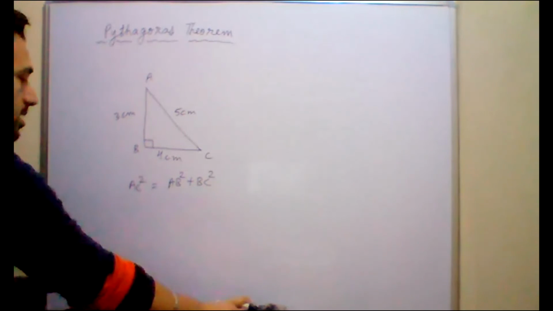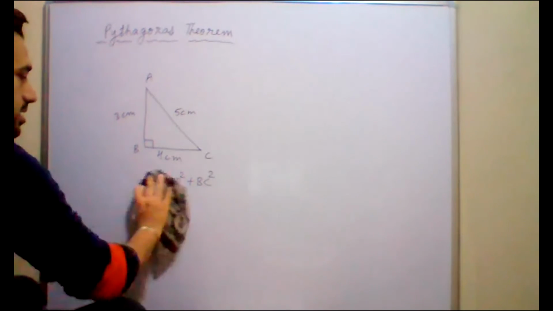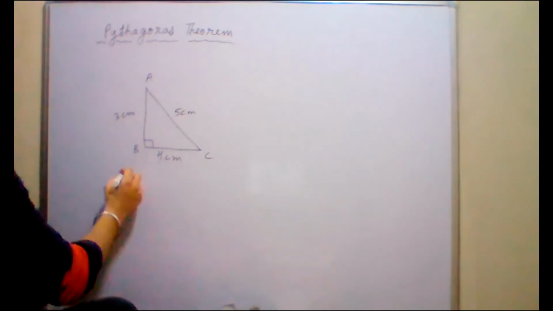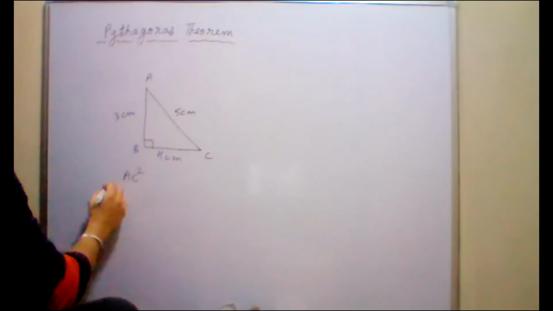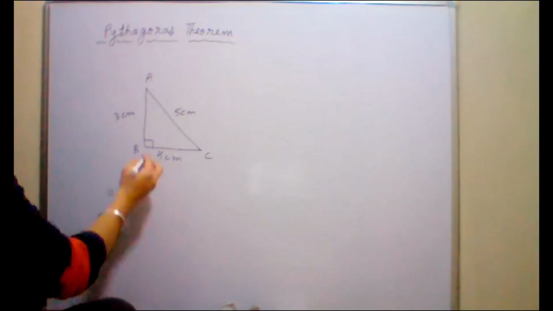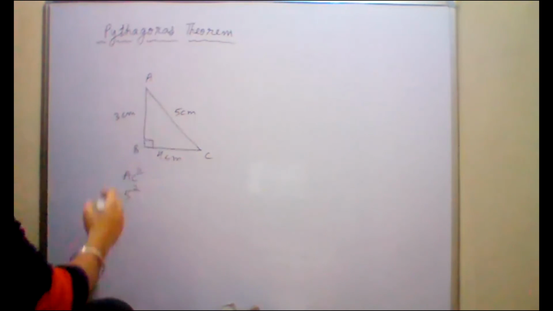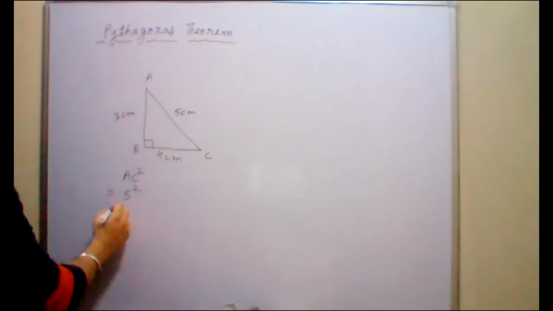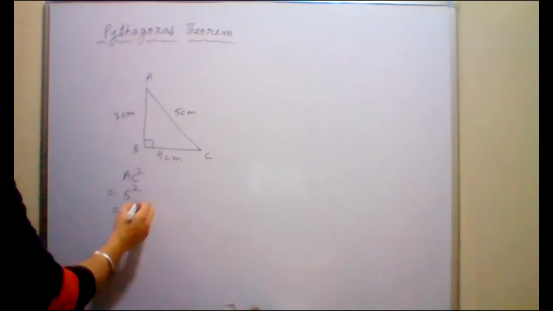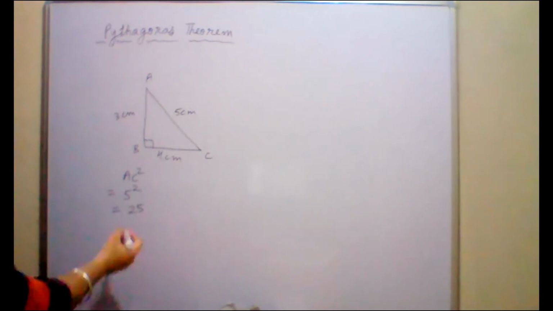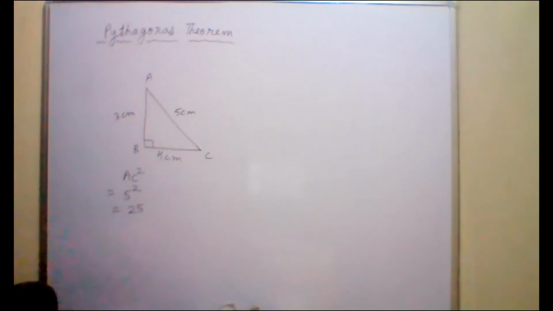Pythagoras theorem ये बोलती है. Let's verify कि is it true or not. Let us find the square of AC. AC square means 5 square. What is the length of AC? It is given 5 centimeters. So 5 square कितना आ गया आपका? 25 आ गया. What is the square of AC? It is 25.